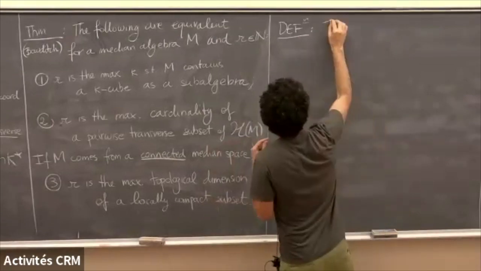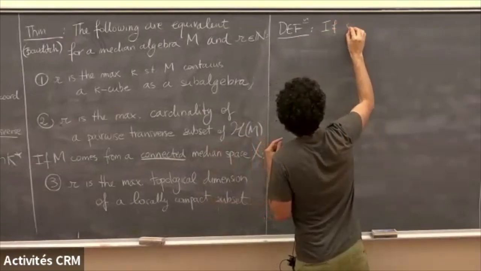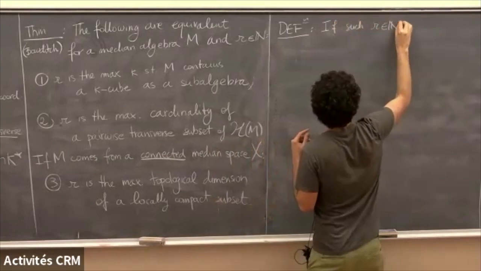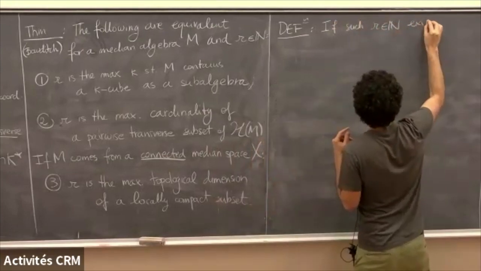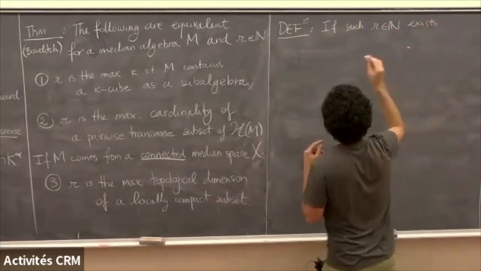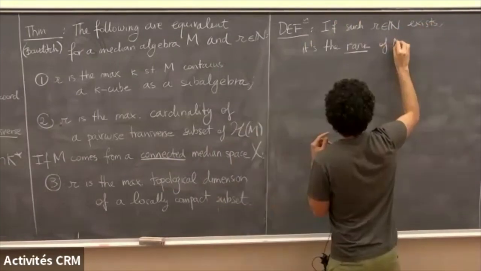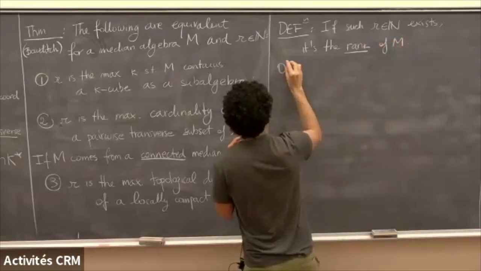If such an R exists, we say that it's the rank. Otherwise, we say that M has infinite rank.